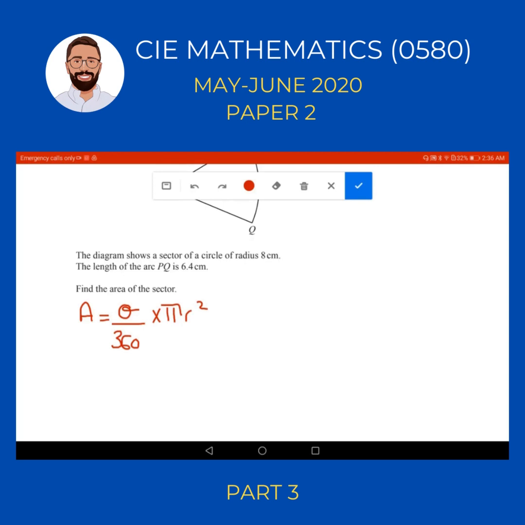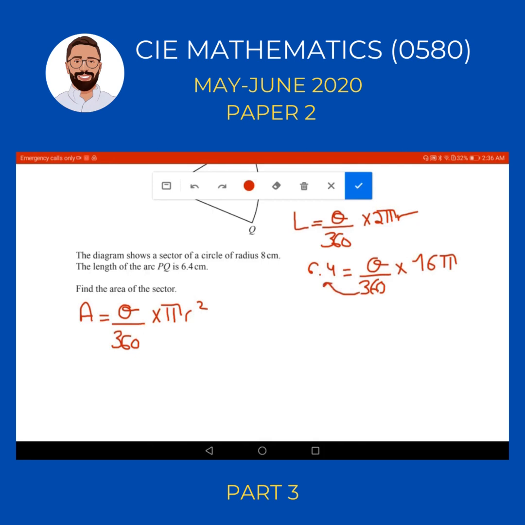Now, how can I find the angle theta? Now, I'm given that the length of the arc is 6.4. And we know that the length of the arc is theta over 360 times 2 pi r. So the length is 6.4 equals theta over 360 times 2 pi r. So 2 times pi times the radius, which is 8, is equivalent to 16 pi. Now I'm going to cross multiply. So here it's 360 times 6.4.